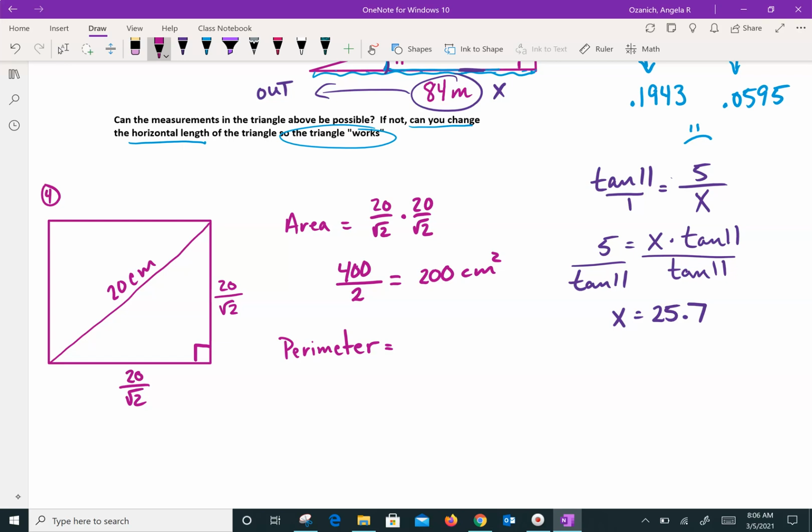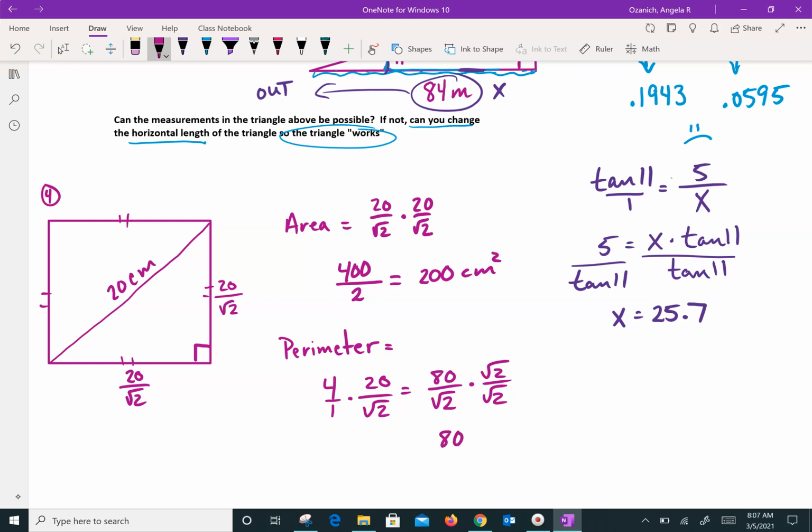Boom, and you're done. Perimeter, we have 4 of these sides that are all equal because it's given that it's a square. So I can either add up 20 root 2 four times, or I can say that's the same as 4 sides times 20 over root 2, which is going to be 80 over root 2. And this is called rationalizing the denominator. So watch what I'm going to do here. I'm going to multiply both the top and the bottom by the square root of 2.